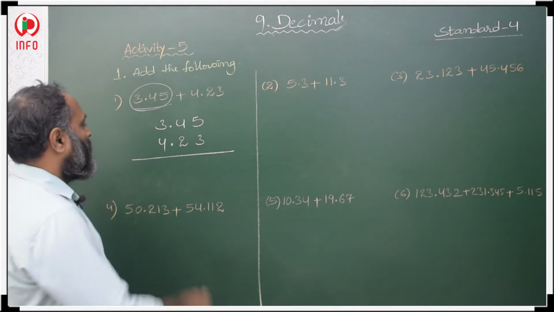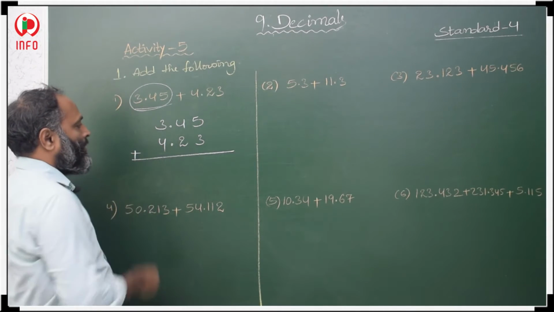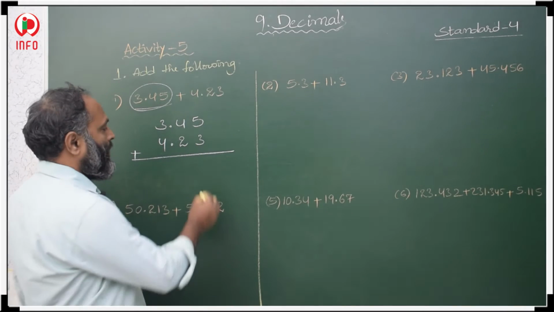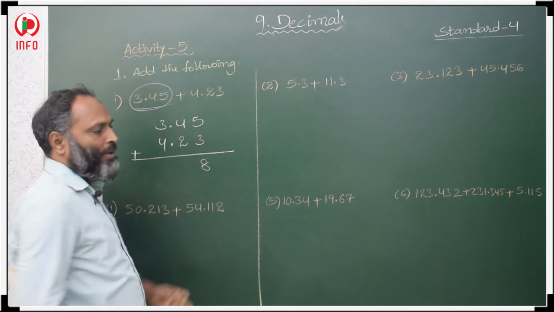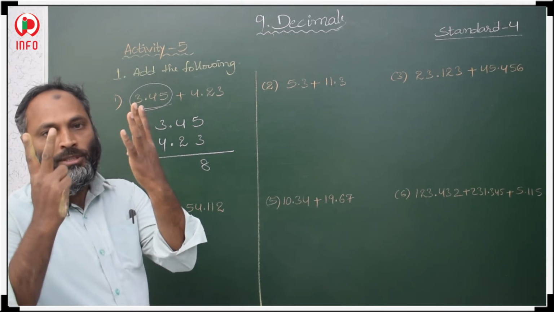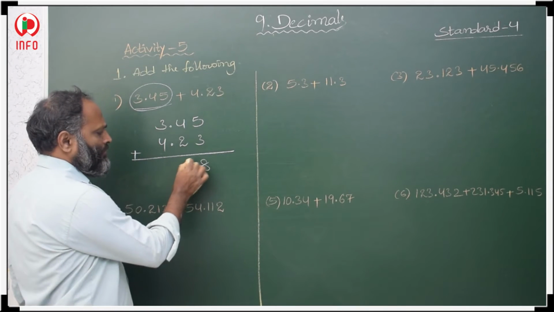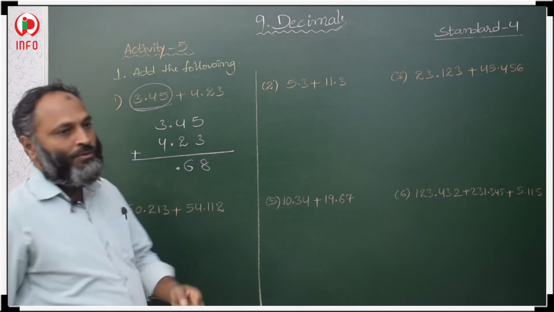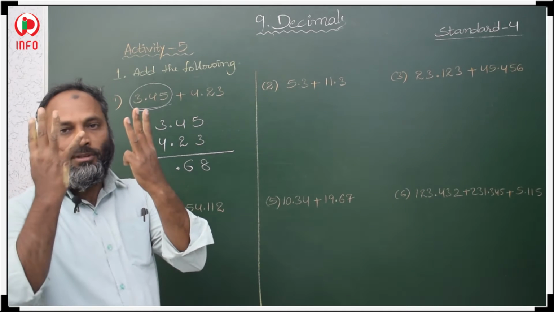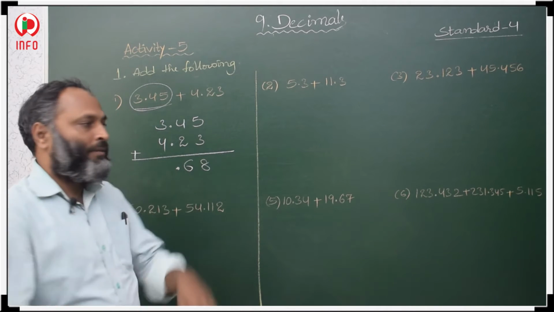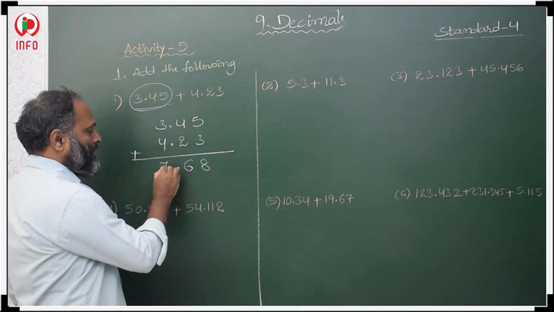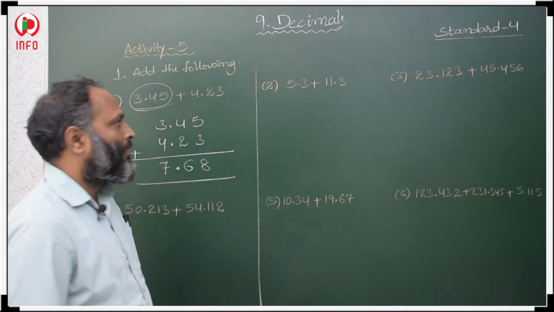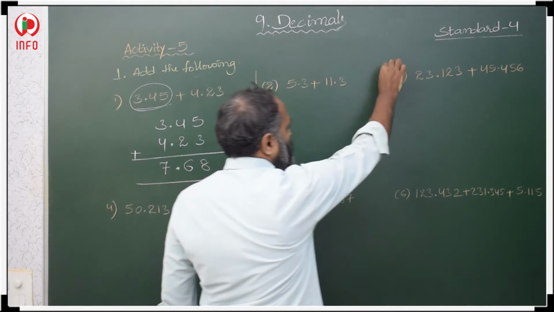Okay. And we just add: 5 plus 3 is 8, 4 plus 2 is 6. Point, after that the decimal: 3 plus 4 is 7. 7.68. Okay.